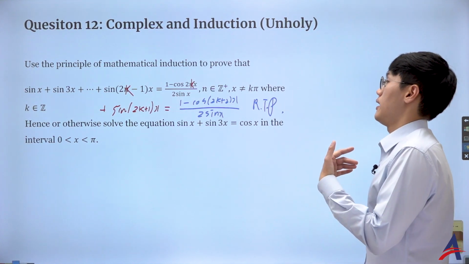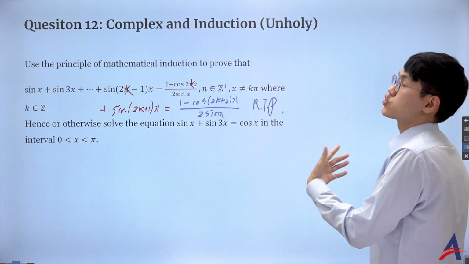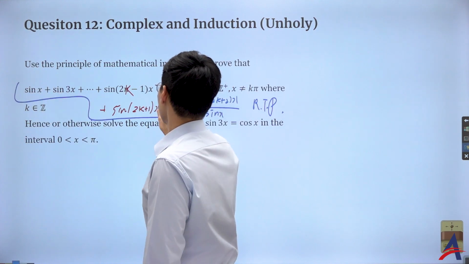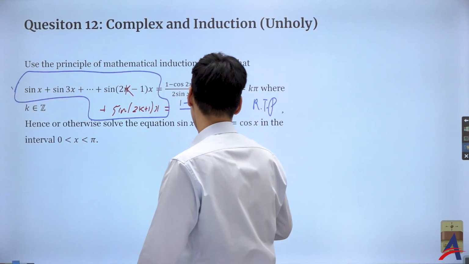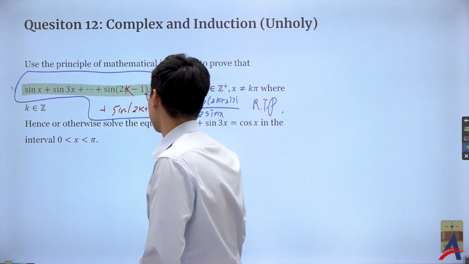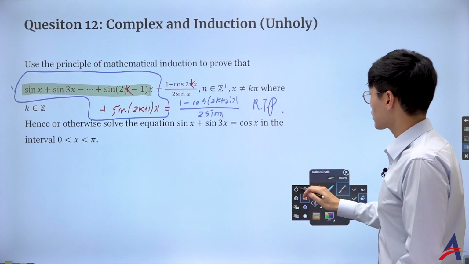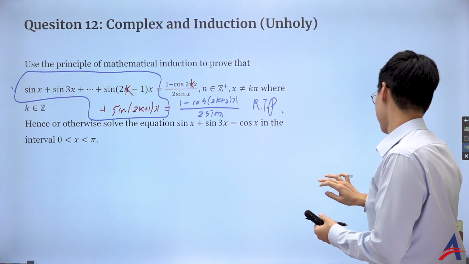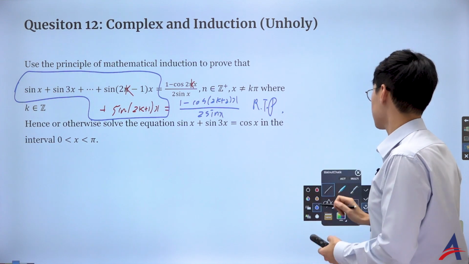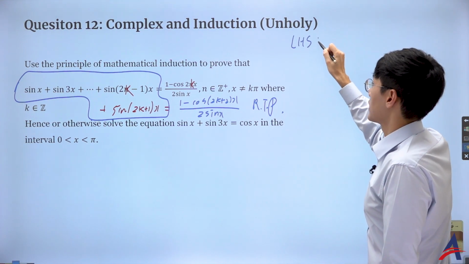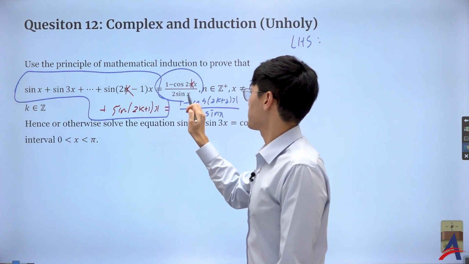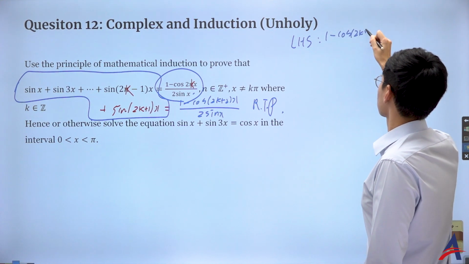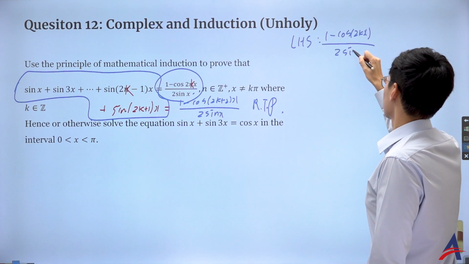However, I cannot use it. It's the result I need to show. I cannot use the result. But as you remember, for the induction, what's very important? You use the induction hypothesis, because up to k many terms, what can I do? I can use the result of the induction hypothesis. So the left-hand side will be who? Up to k many terms will be replaced by the induction hypothesis, which is 1 minus cosine 2kx over 2 sine x. That's great, right?